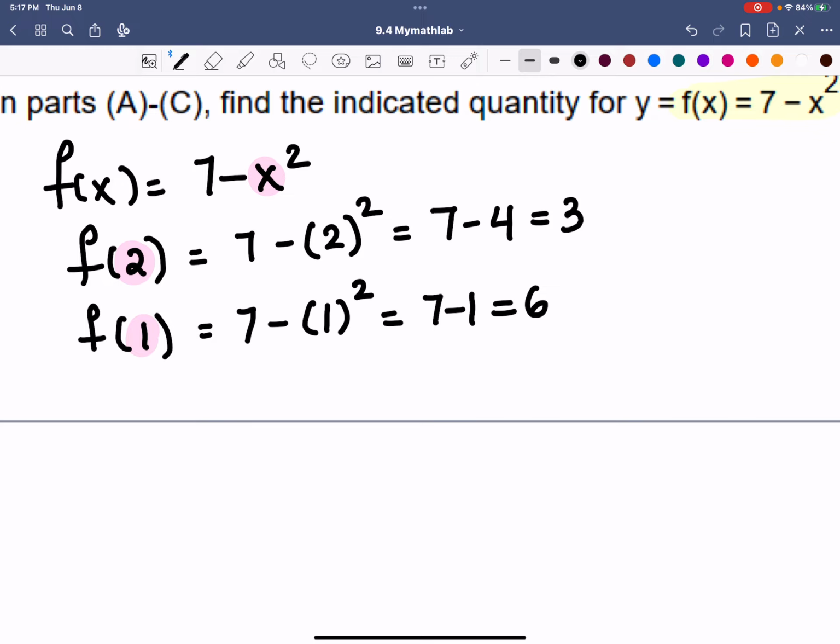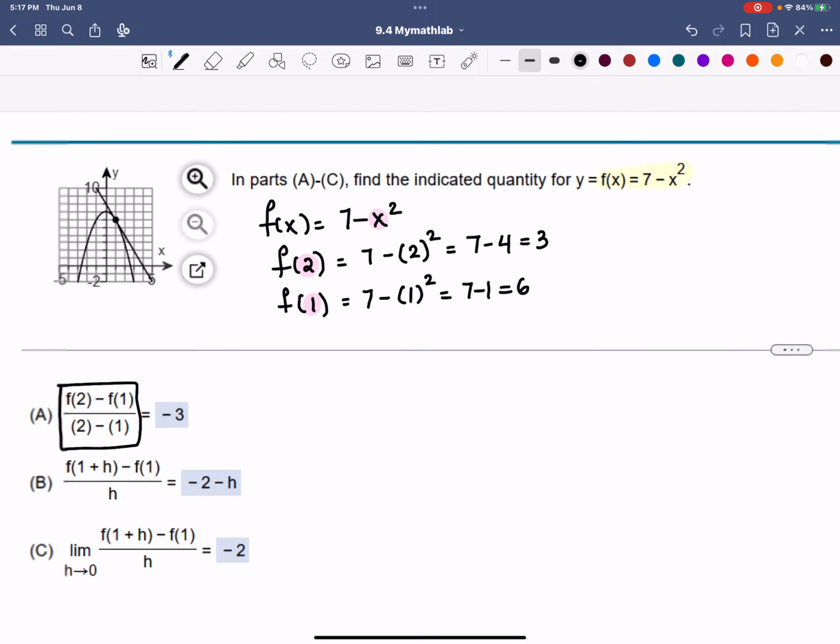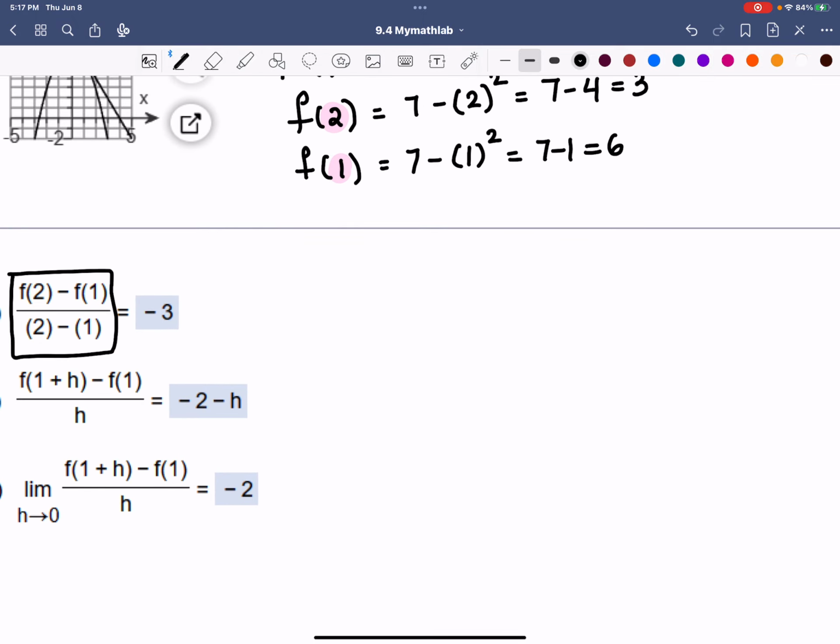Once I have this, all I have to do is go back here and plug it in. So f of 2 we found out is 3, f of 1 is 6, divided by 2 minus 1, which is negative 3. I just wanted to show you that your answers do match. Okay, now let's look at the next one. Let me zoom this in.